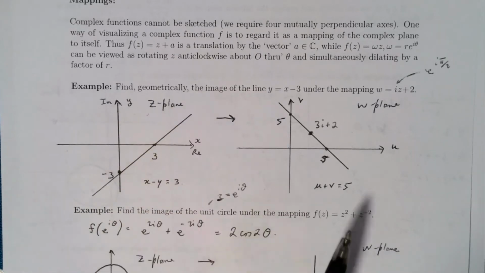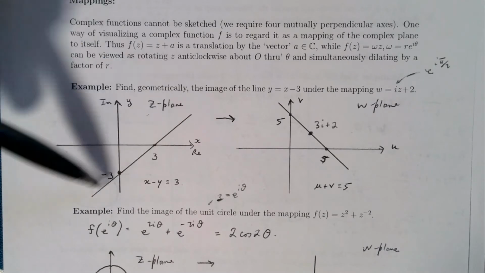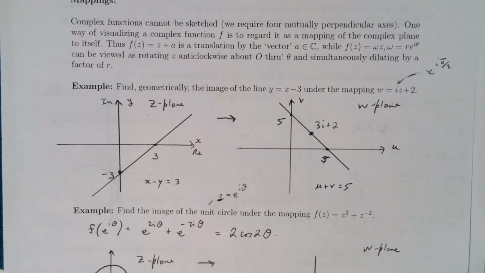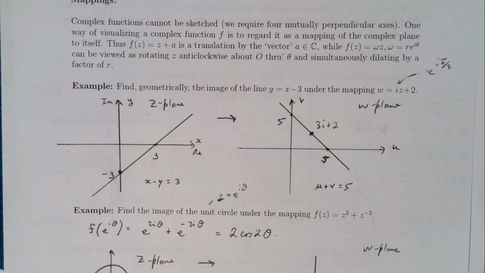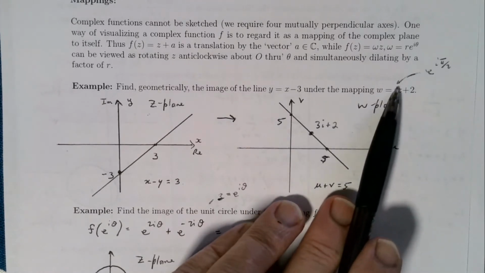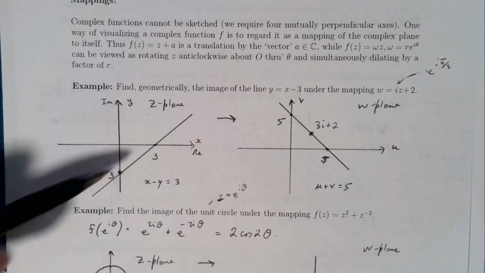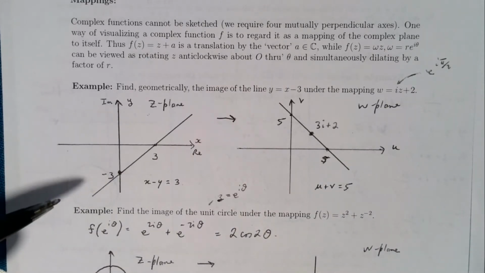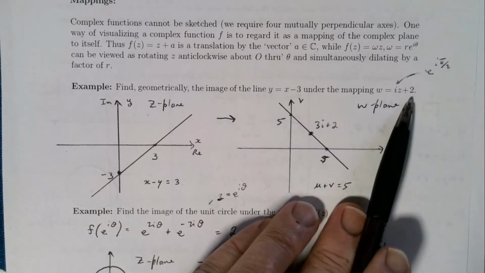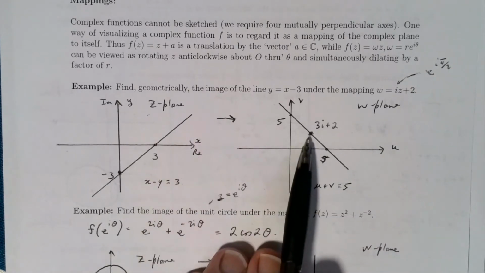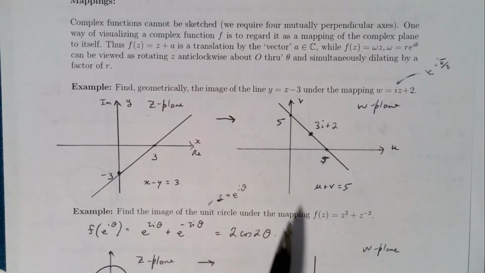There's our first line. This is the line y equals x minus 3 in the z-plane. And we want to see what happens in the w-plane. Well, firstly, if we look at what this is doing, it's multiplying each complex number, each point on this line, by i, and that will simply rotate it, and then we've got a translation by 2 in the positive real direction. So that means if I started out with a line, it's going to map to a line of some sort. So I have a look at what it does to various points.